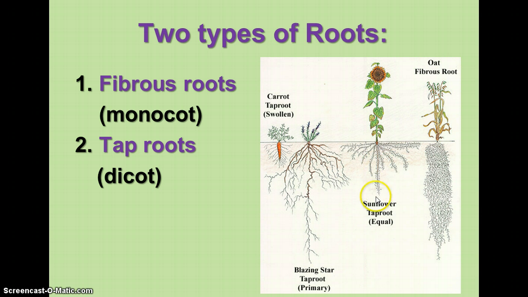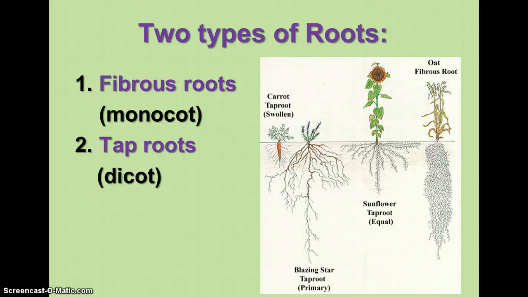So we have several different ones. Here's a sunflower taproot that has several equal branches like this. We have a blazing star, which is a type of weed, basically, that has a primary taproot. And then we've got a taproot like a carrot that's a swollen taproot that's used for storage of food. And these are most often found in dicots, the other major group of flowering plants, which we will talk about later this week.